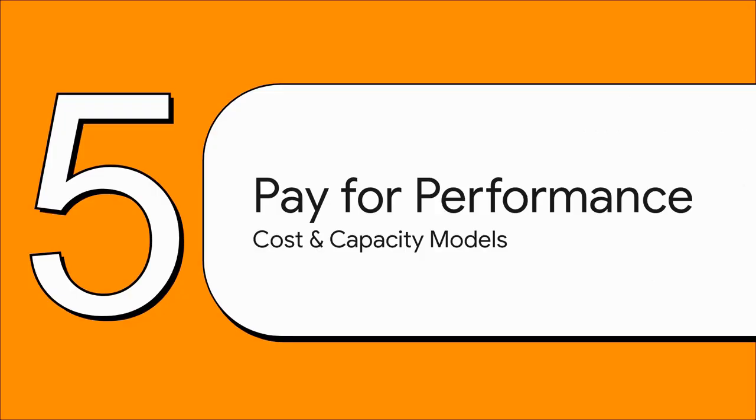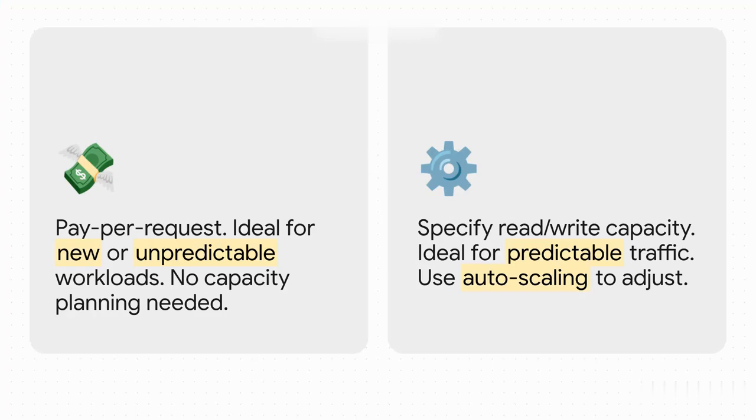So let's switch gears a bit and talk about how these design choices affect your wallet. The way you pay for DynamoDB is directly connected to how you design your table and how you predict your traffic. You've basically got two main options here. On-demand is absolutely perfect for new apps or anything with spiky, unpredictable traffic. You just pay for exactly what you use. Super simple. Then you have provisioned capacity. This is usually better for stable, predictable workloads. You tell DynamoDB exactly how many reads and writes you need per second, and you can even use auto-scaling to tweak it. It's often cheaper if you actually know your traffic patterns.